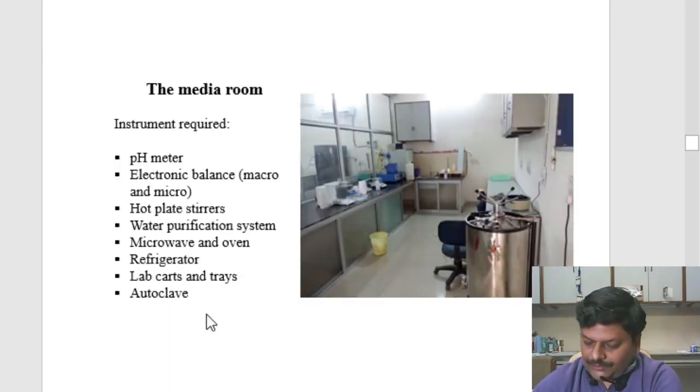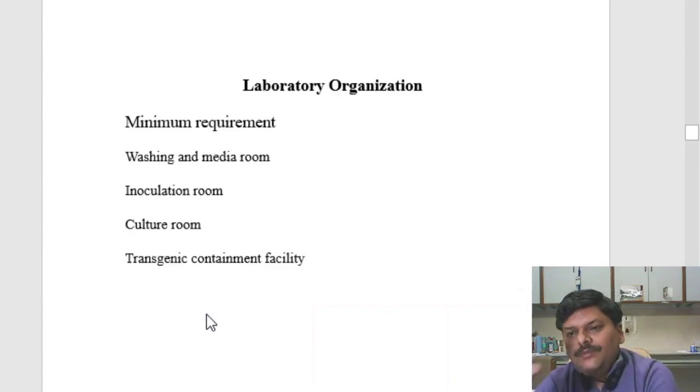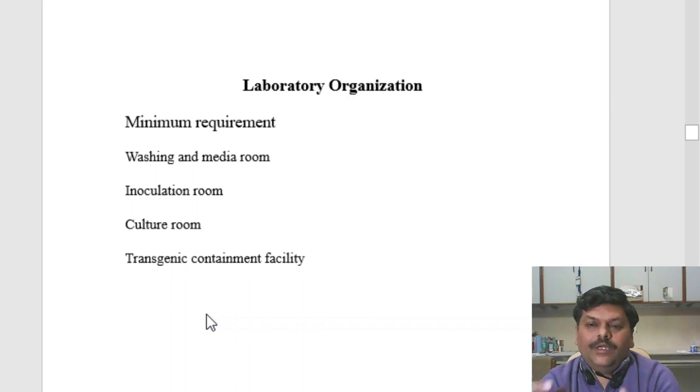So when it comes to laboratory setup, the minimum requirement is a washing and media room. That means where we do day-to-day washing as well as preparation of nutrient media. Second is the inoculation room, where exactly we do the plant tissue culture practices. Third is where, after inoculation, we keep our tissues or cells to grow, develop, and undergo further growth and development so that they can make a whole plant. And the last one, if we are dealing with transgenic plants, is a transgenic containment facility.